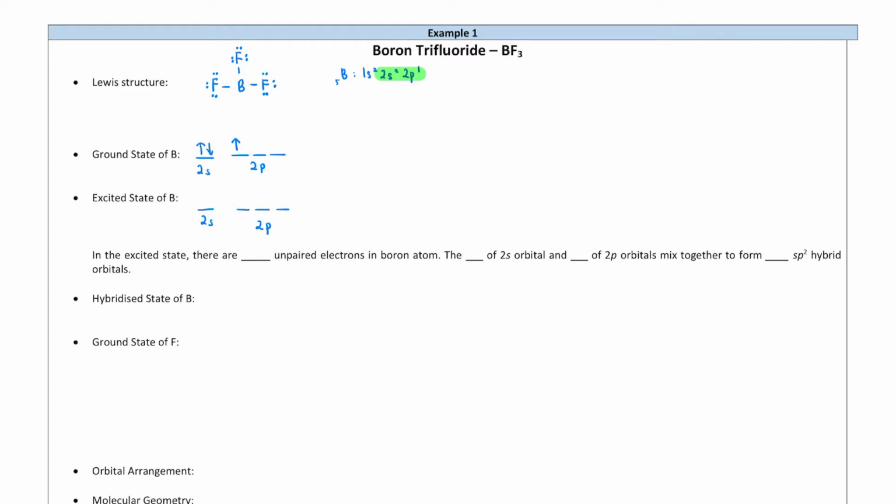Right, so let us look at example 1, boron trifluoride or BF3. As usual, step untuk describe hybridization for BF3 is the same as sp3 before this. So the first step dia adalah draw the Lewis structure. So this is the Lewis structure of BF3 after saya dah kira-kira. And then we need to write the ground state of boron, excited state of boron and hybridized state of boron.